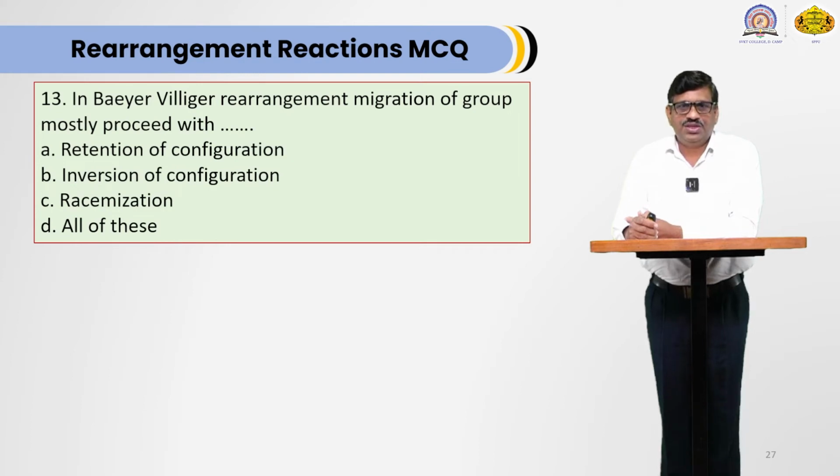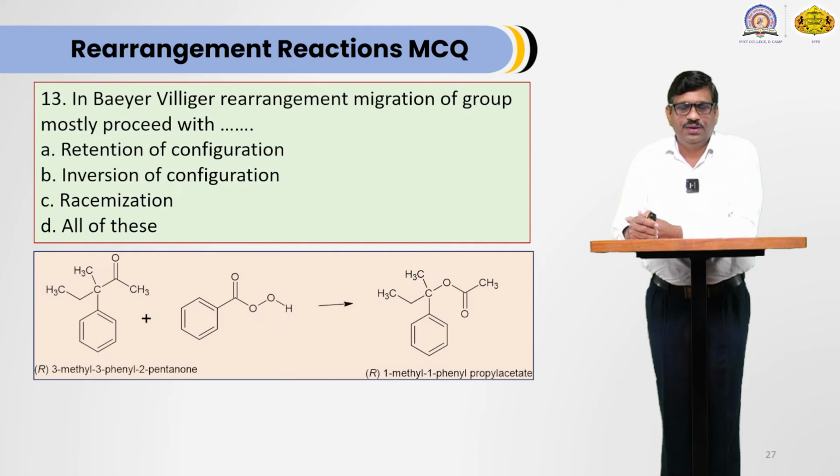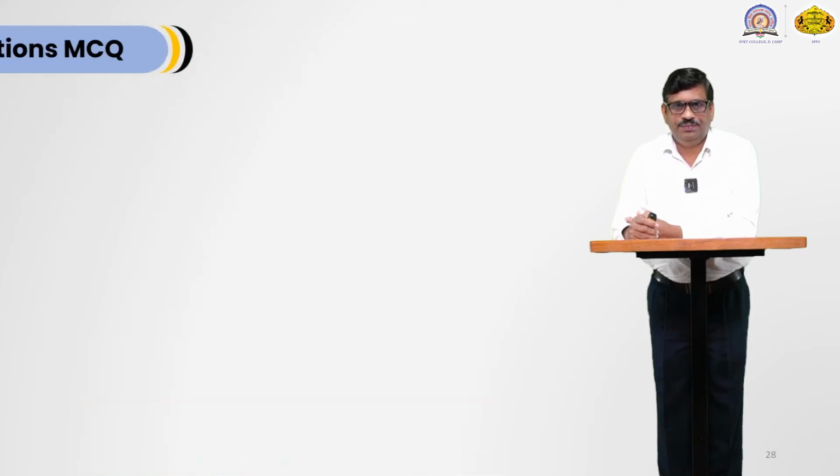The correct answer of this question is retention of the configuration when there is an optically active compound. In this case, R-3-methyl-3-phenyl-2-pentanone is converted to R-1-methyl-1-phenylpropyl acetate. Both the starting compound as well as the product have R configuration. That's why there is retention of the configuration, and option A is the correct answer.